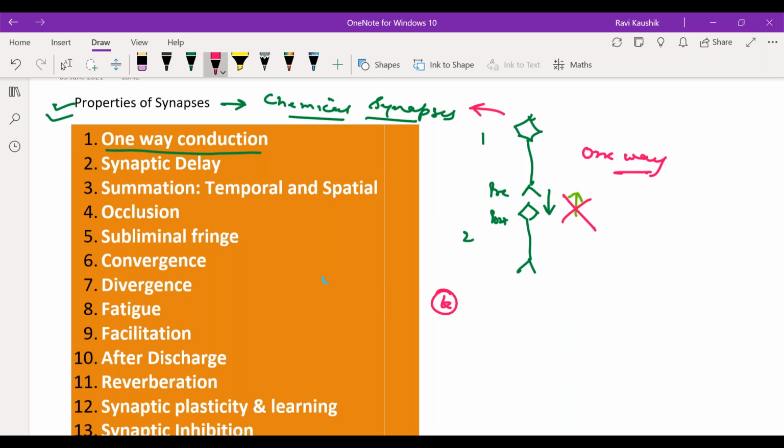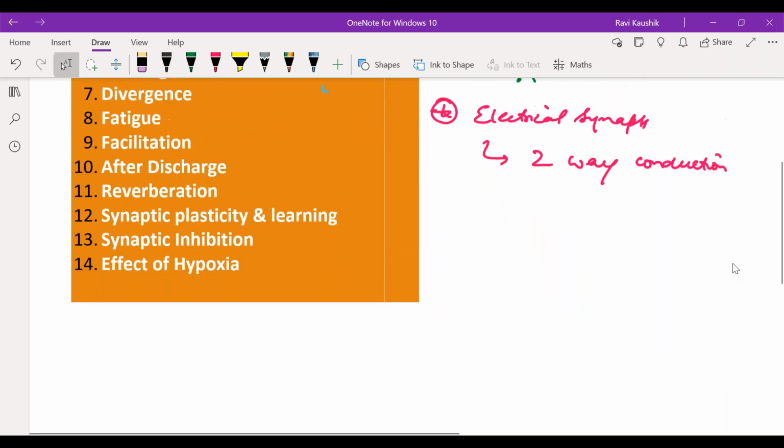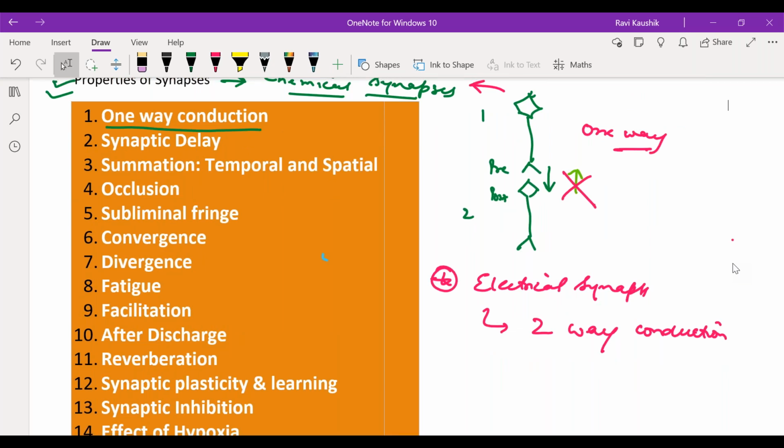So the point to note here is that electrical synapses have two-way communication, two-way conduction. They are the ones which can have both conduction ways, that is from first to second and second to first as well.